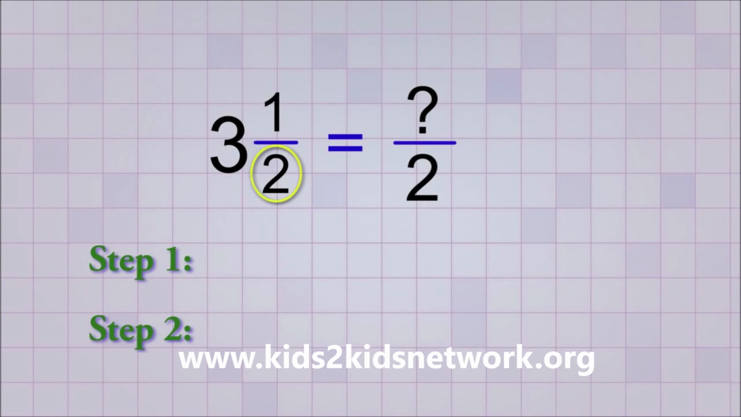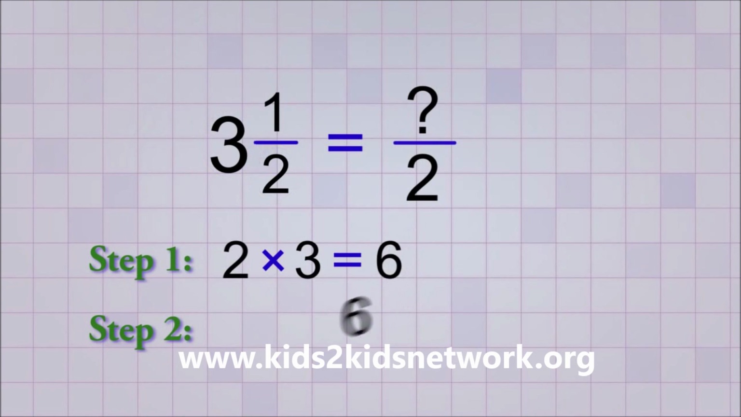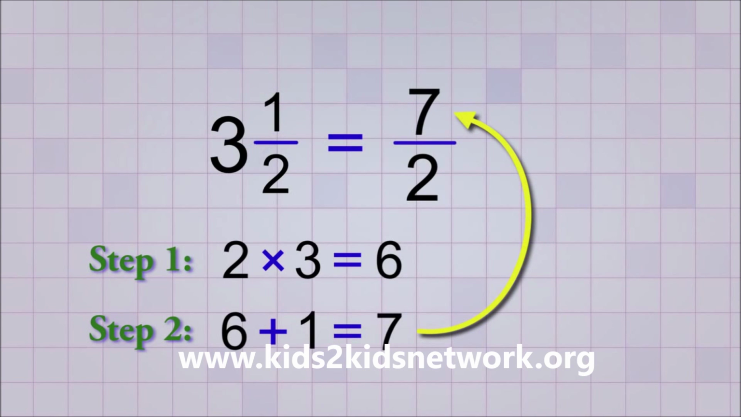To get the answer's top number, we need to do 2 steps. First, we need to multiply the bottom number of the fraction, 2, by the whole number part, which is 3. So 2 times 3 gives us 6. Next, we take that 6 and add it to the top number of our fraction, which is 1. So 6 plus 1 equals 7, and that's the top number of our improper fraction. So 3½ is the same as 7/2.